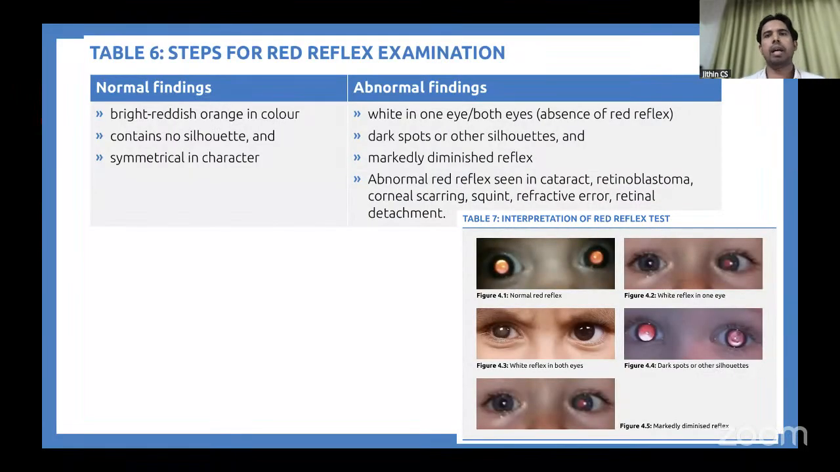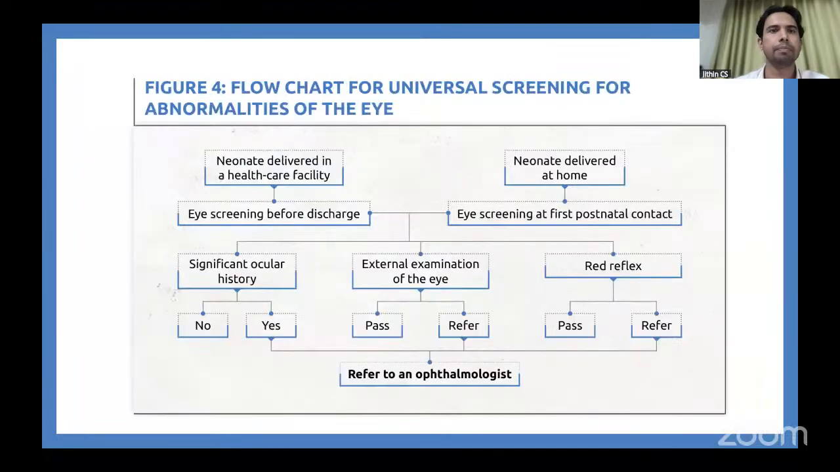Then abnormal findings are usually leukocoria, or if we find some dark spots or other silhouettes, or if there is a markedly diminished reflex. Those may suggest cataract, retinoblastoma, or corneal cloudiness, or maybe through the external examination, we can identify congenital nystagmus, etc. So this is generally the flowchart we use for universal screening.